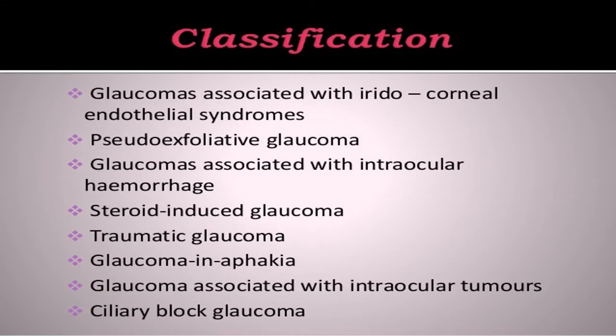Further in the classification, glaucoma can be associated with iridocorneal endothelial syndromes, or it can be pseudoexfoliative glaucoma, glaucoma associated with intraocular hemorrhage, steroid-induced glaucoma, traumatic glaucoma, glaucoma in aphakia, glaucoma associated with intraocular tumors, or ciliary block glaucoma. So these all come under it.